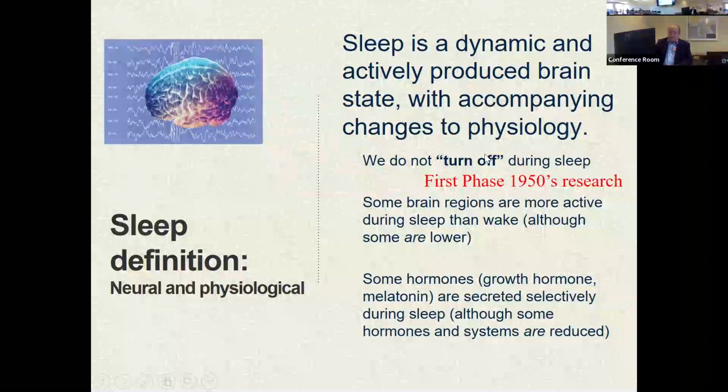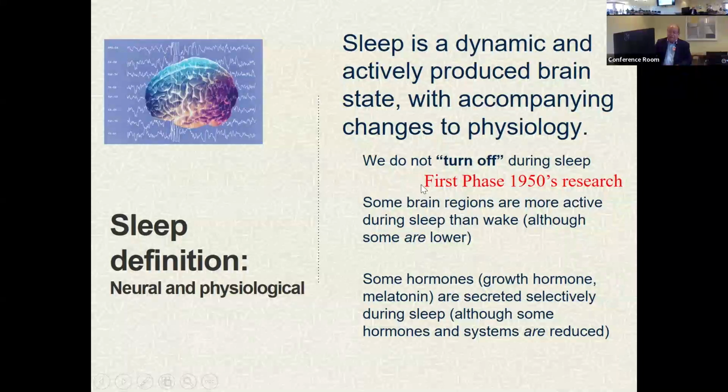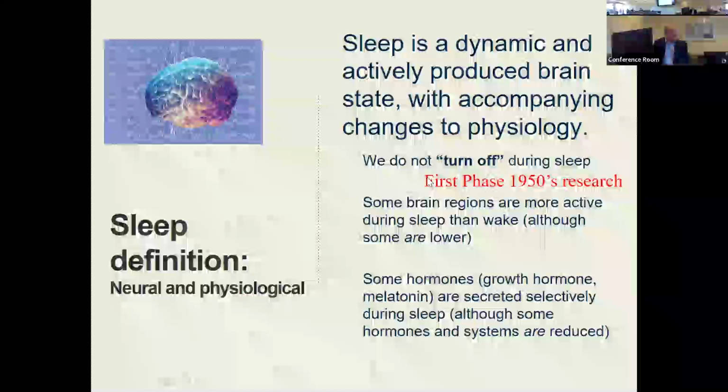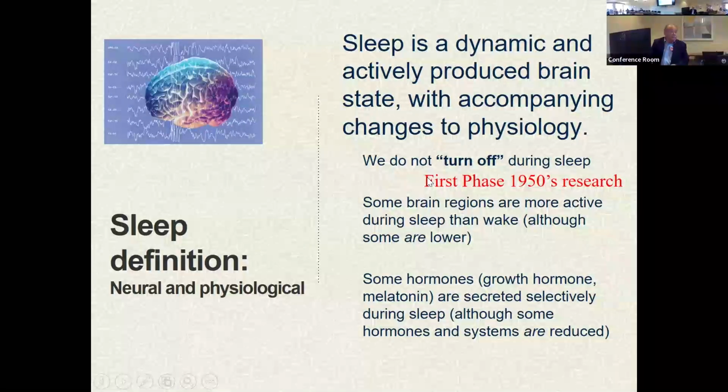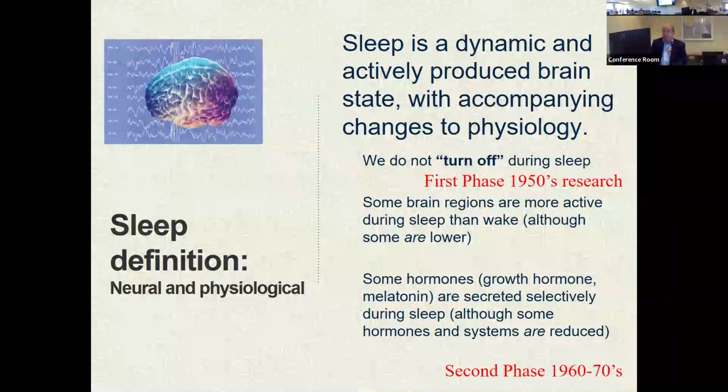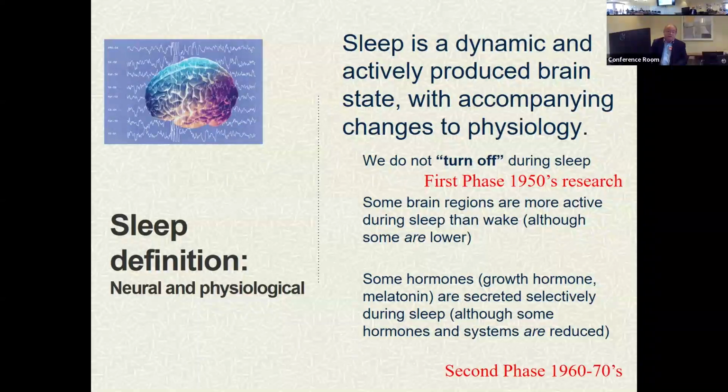So the first phase is really 1950s research, when you can finally measure sleep and figure out when people are asleep and not asleep. You can measure sleep over a 24-hour period, and that really told people that the brain was active. The second phase was all these growth hormone studies.